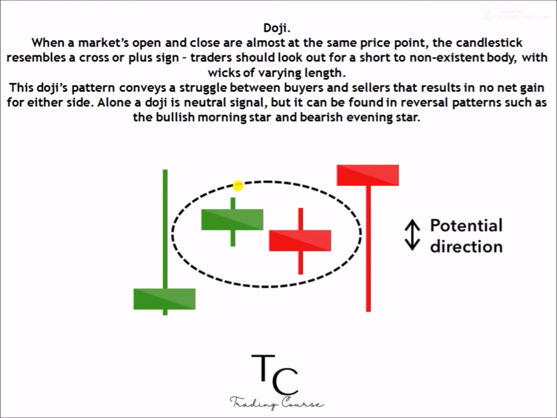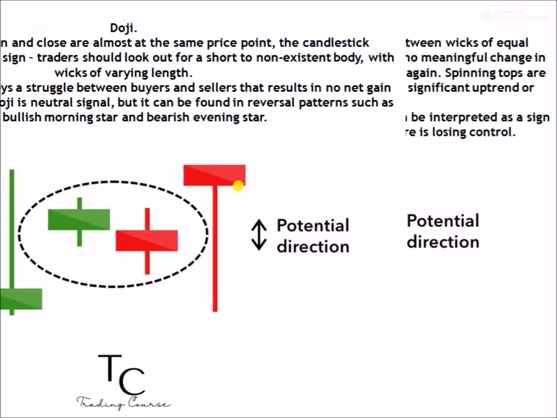Alone, a doji is a neutral signal. But it can be found in reversal patterns such as the bullish morning star and bearish evening star.